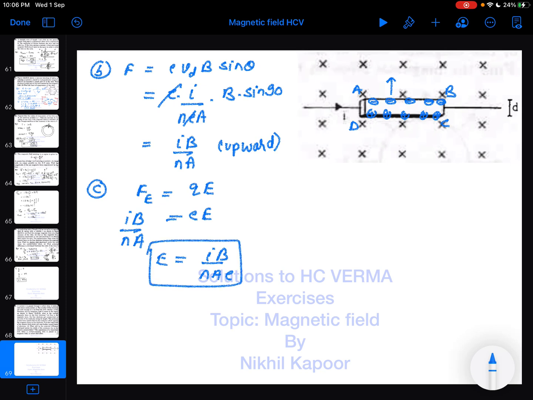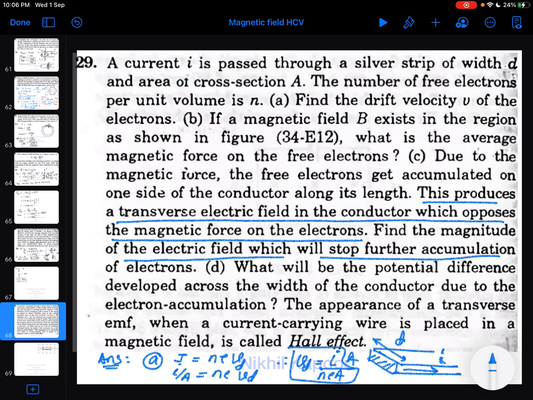So this is the electric field which is required to further stop the motion, because to stop the motion the necessary condition is that the electric field force must be equal and opposite to the magnetic force. So I have equated electric force as q into E, and magnetic force is already given to us, IB upon nA, and on solving I have found the electric field here.